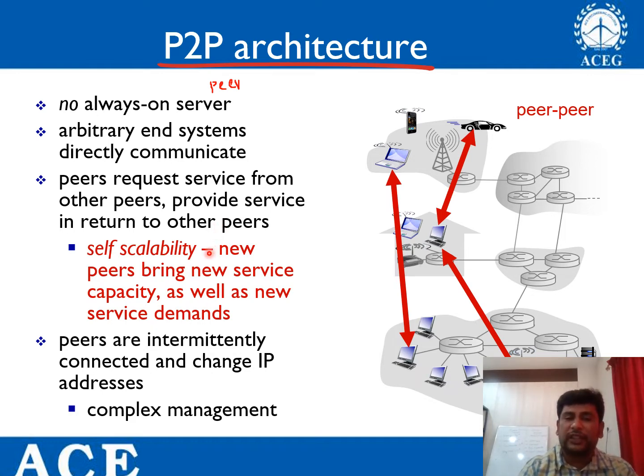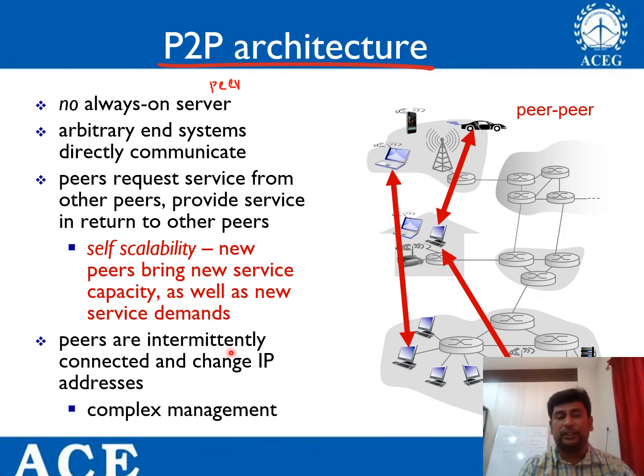So, self-scalability: the new peers bring in new service capacity. What do you mean by this? For instance, I have 2 points with me and I have shared them with my friend, and he has 2 new points. When he shares, I will be able to get 4 points from my side. At the same time, my friend will also be added with 4 different points. So this helps in upgrading ourselves. It will help in providing for new service demands.